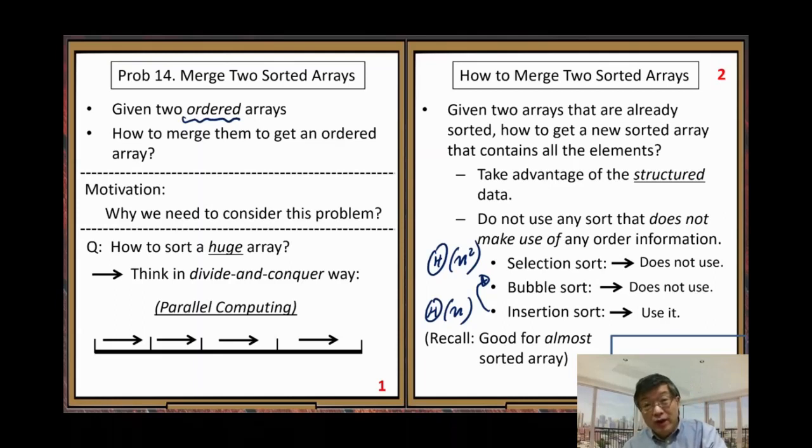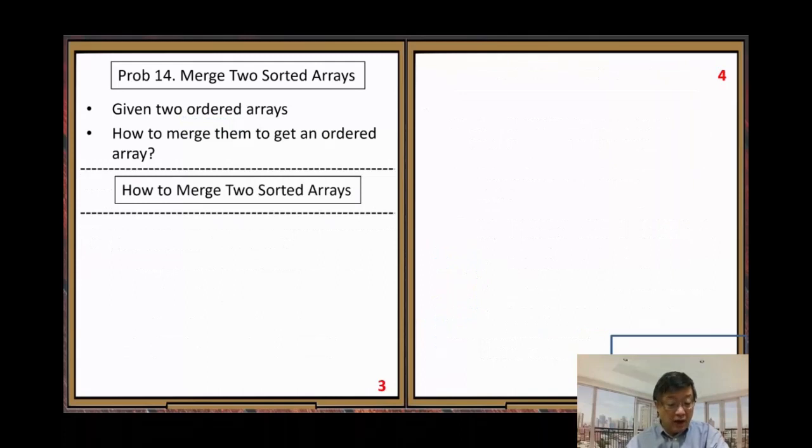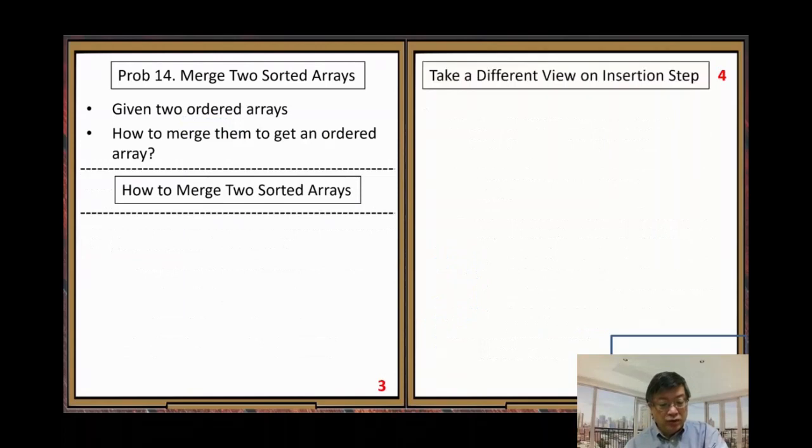For the bubble sort, if the array is not ordered but almost ordered, your modification method may not work well. So think about that. That tells us this insertion sort at this point is the best candidate that can help us work on our current question. All right. So next, let us work on the merge problem. How to merge two sorted arrays.